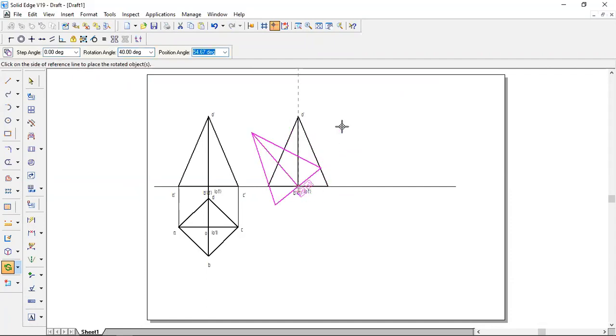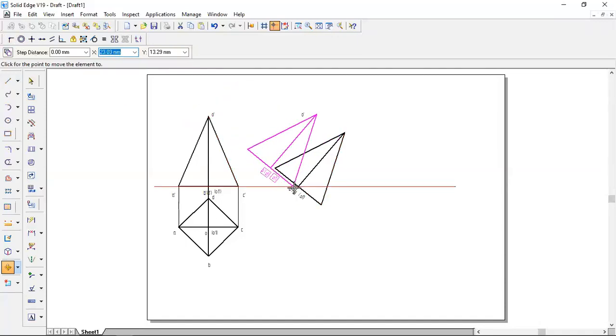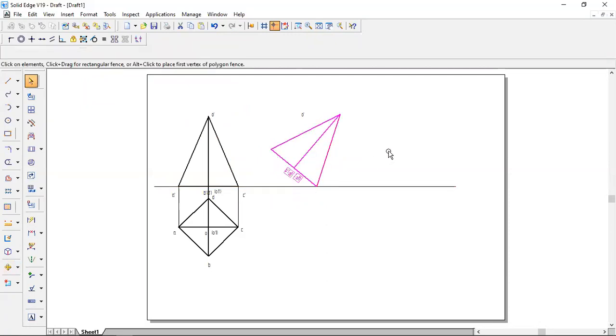40 degrees, enter this side, okay, enter. So now see, as I rotated about this axis, it has come down. So it means that this corner should come on the xy line. This corner should come on xy line. So what I do is I just move this end point, picking this end point, move without copy, onto this line, like this. Okay. So now I moved.